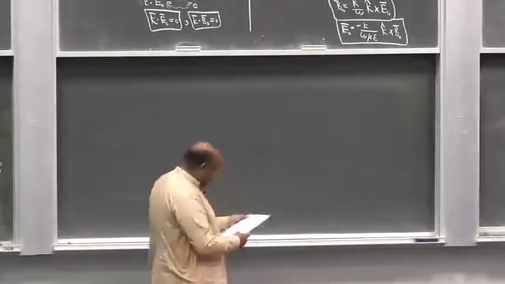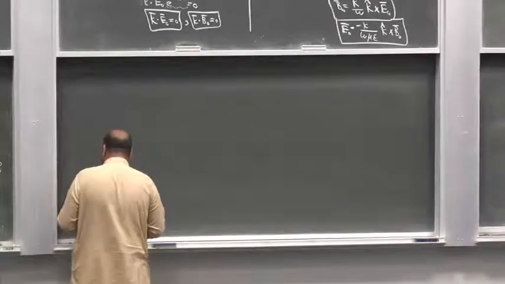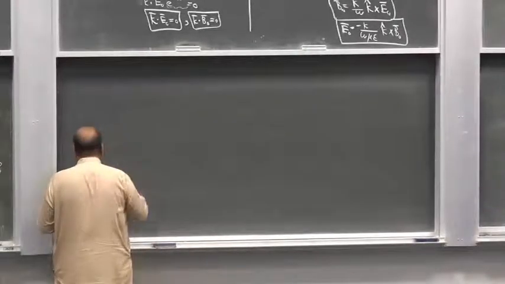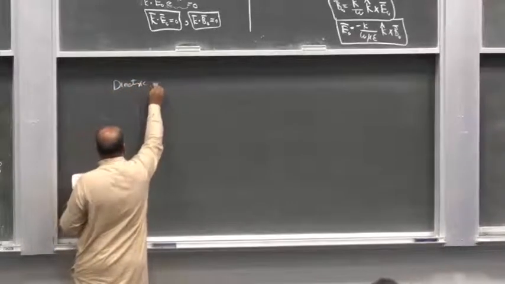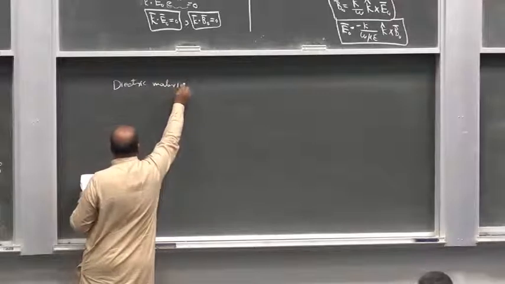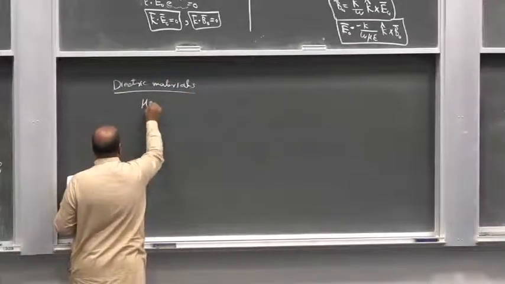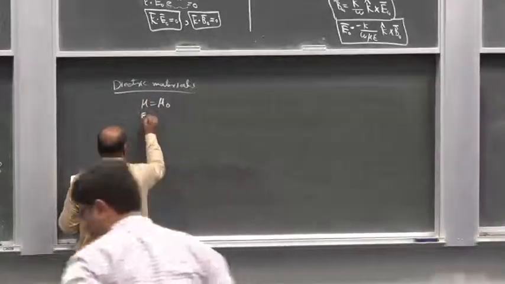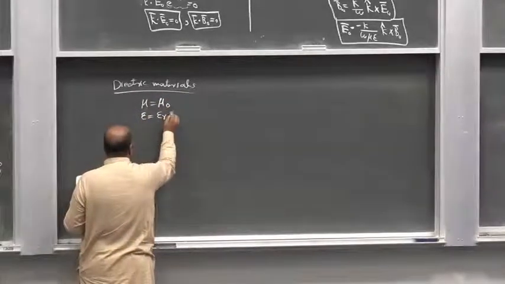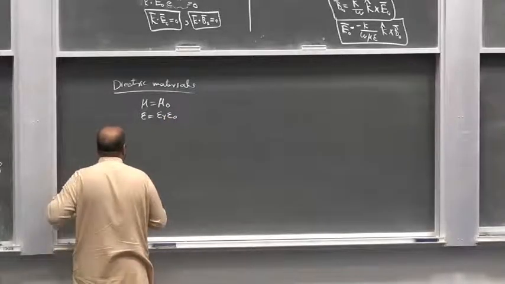So let's take a couple of examples. Let's say we talk about dielectric material. Dielectric materials are materials where mu is equal to mu naught, and epsilon is different than the epsilon of free space. So what is k?